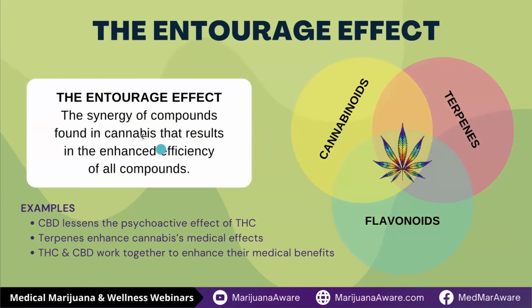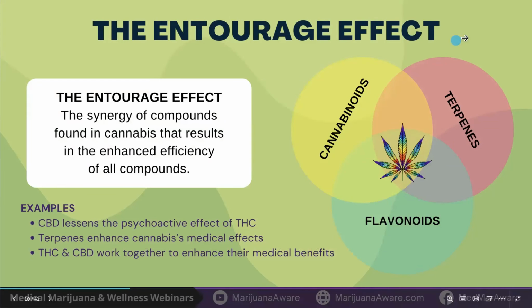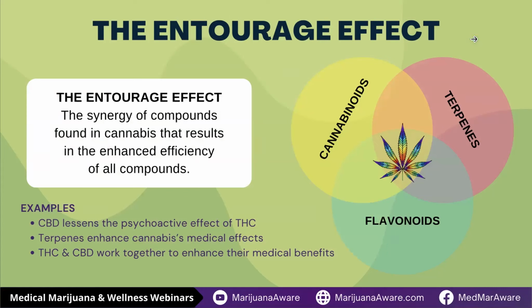And I tend to look at the entourage effect as when you're using, for example, CBD and THC together, you get a better effect than using either CBD by itself or THC by itself. Certainly. And that's actually a really great example of cannabinoids working together. Additionally, terpenes can also enhance some of the effects of certain cannabinoids. And like it says, CBD can lessen the psychoactive effect or the feeling of the psychoactive effect of the THC cannabinoid.